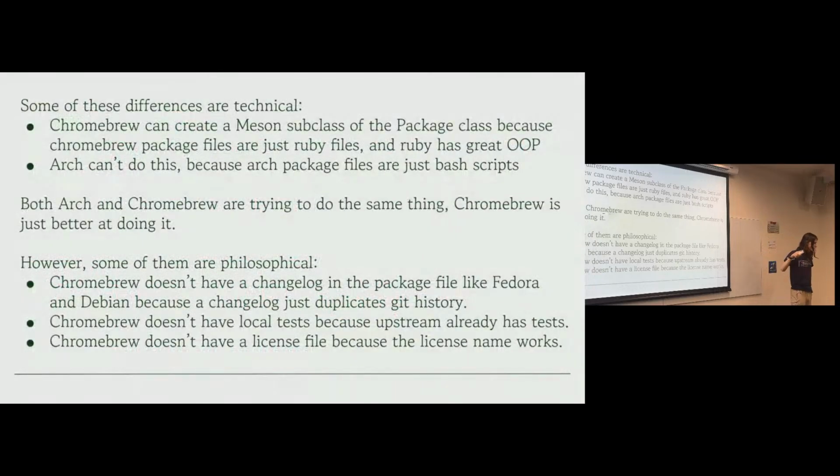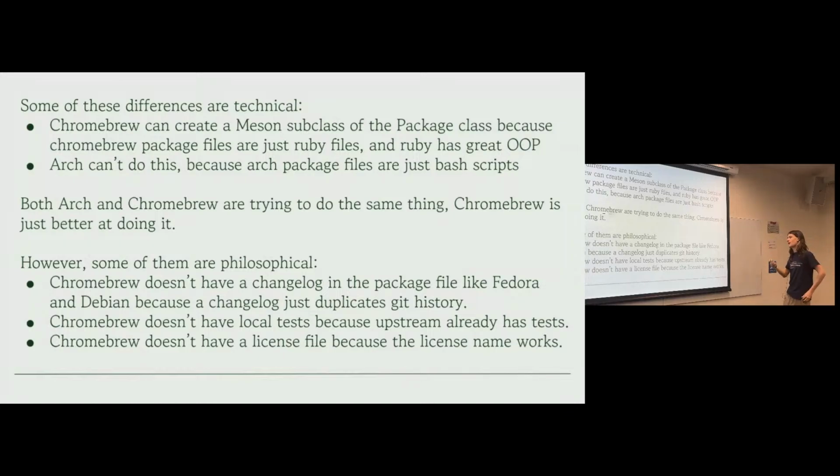So some of the differences are technical. Chromeboot can create a Mason subclass of the package class because Chromeboot package files are just Ruby files, and Ruby has great OOP. Arch can't do this because their files are bash files. Bash does not have OOP, as far as I know. In this case, both Arch and Chromeboot are trying to do the same thing. We're just better. But some of them are philosophical.